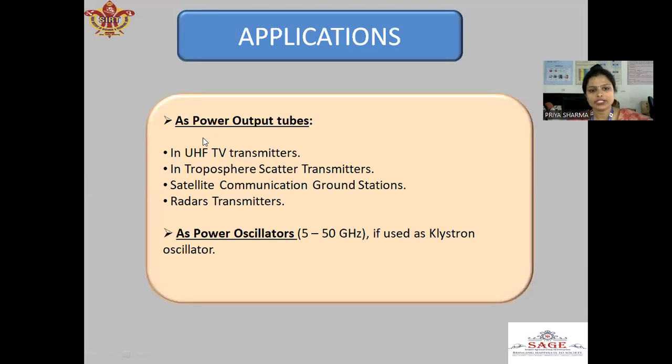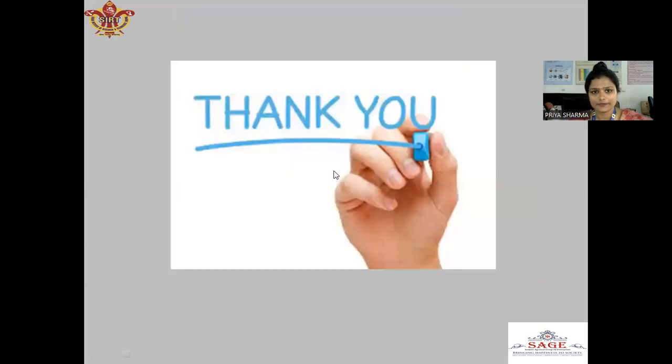Coming to the applications, it is used in output power tubes, like in UHF TV transmitters, troposphere scatter transmitters, satellite communication ground stations, and radars. And if we use it as a power oscillator, it is used in a klystron oscillator, which will be our next topic.